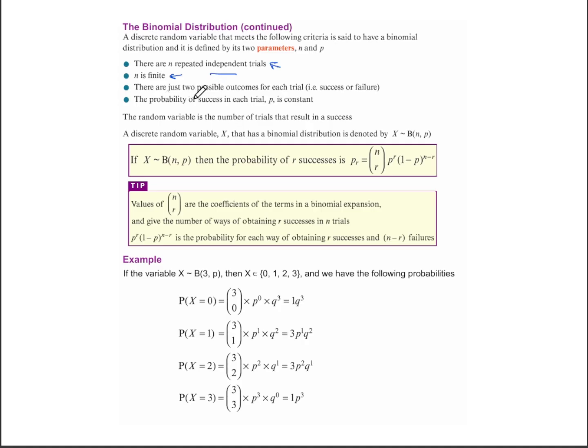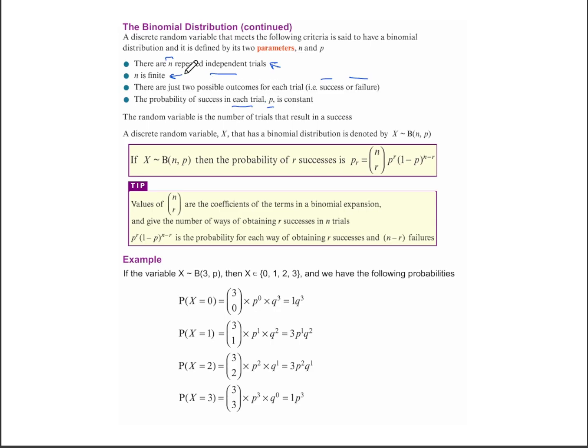Then there are just two possible outcomes, which is the success and the failure. As we said, we can generalize everything into either a success or a failure. And finally, the probability of your success in each of those n trials is constant. In this case, it is denoted by p. So p for the probability of your success in each trial, and n for the number of trials that there are in total.